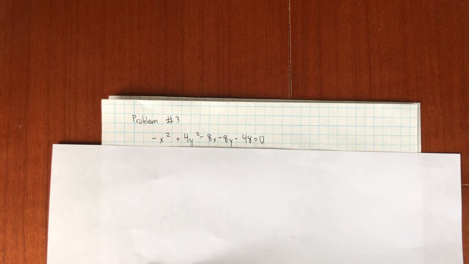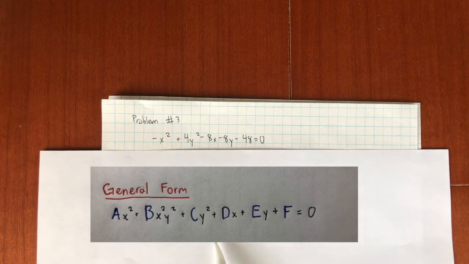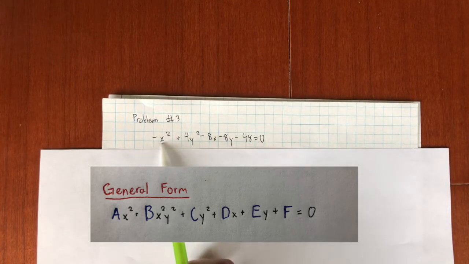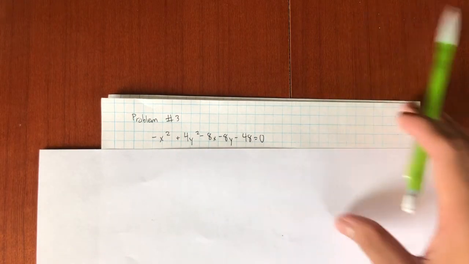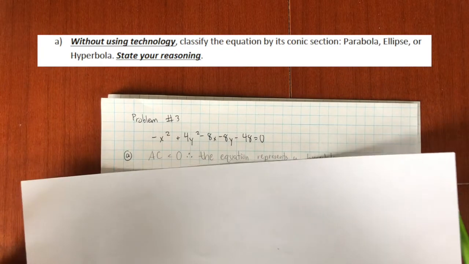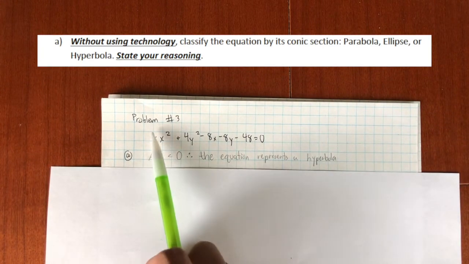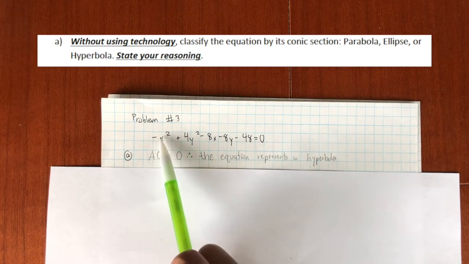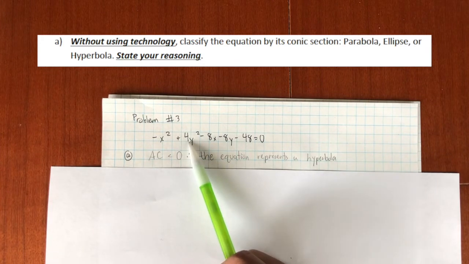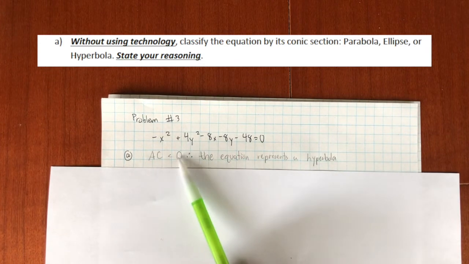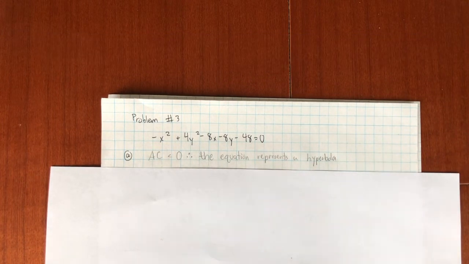Well, first we need to notice that it is in general form, which means that this term here is term A, and this term here is term C. Now, we know that if AC is less than 0, so if you multiply A, which is -1, the coefficient of the x squared term, and C, the coefficient of the y squared term, and it's less than 0, meaning it's negative, then the equation represents a hyperbola.